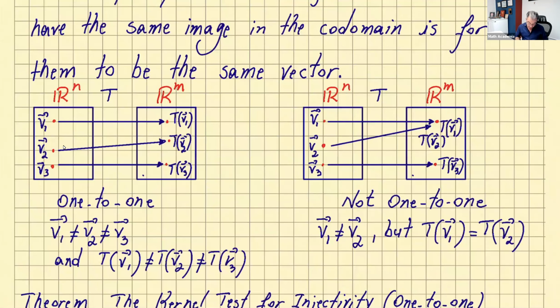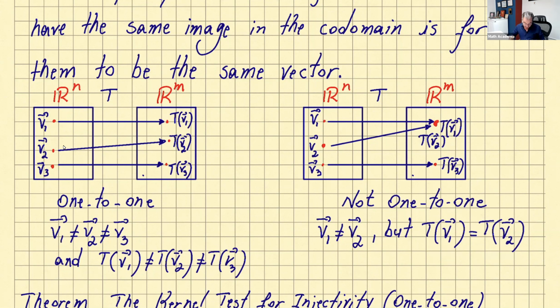This is one-to-one because v1 gives T of v1, v2 gives T of v2, and v3 gives T of v3. This one is not one-to-one because v1 gives you T of v1 and v2 gives you T of v2, but these two are exactly the same thing. So in this case, v1 is not equal to v2, but T of v1 equals T of v2. Therefore, it's not one-to-one.